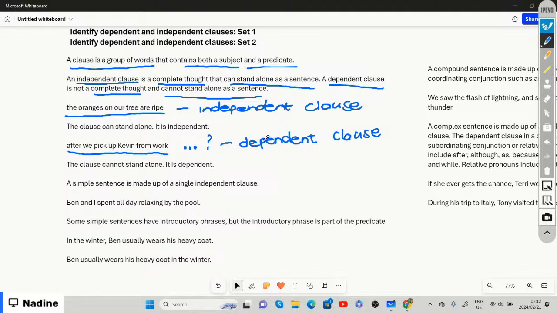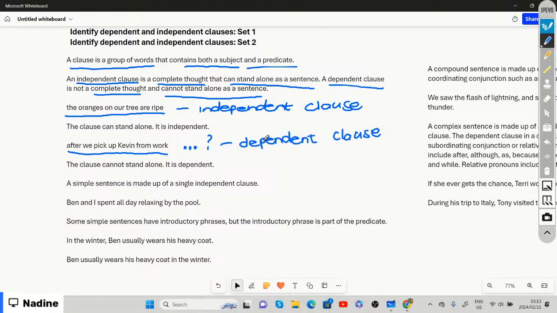Once again, a clause is a group of words that contains both a subject, which tells us who or what we are talking about, and a predicate, which tells us the action that takes place within that sentence. We spoke about an independent clause as well as a dependent clause. An independent clause can stand on its own. It has a complete thought, which means that it has both a subject as well as a predicate.